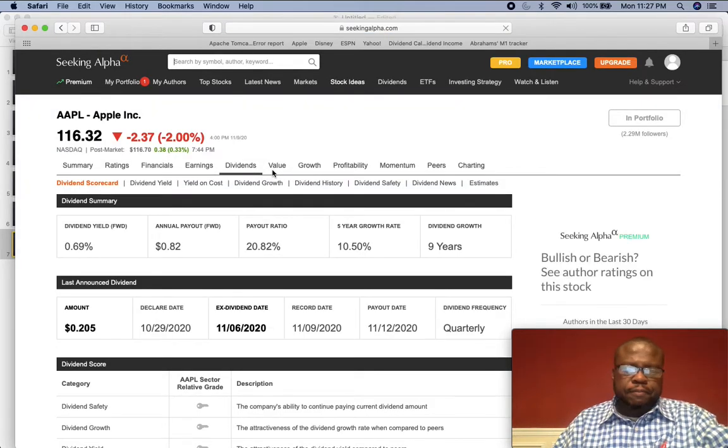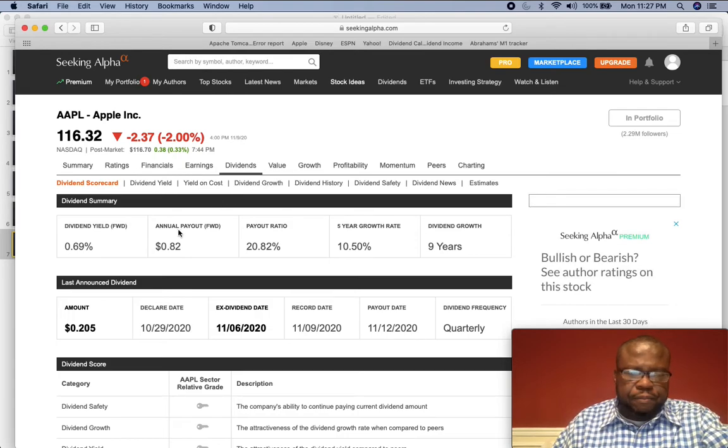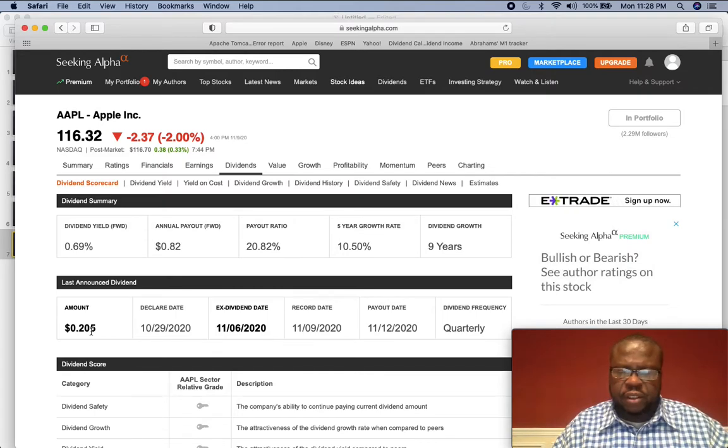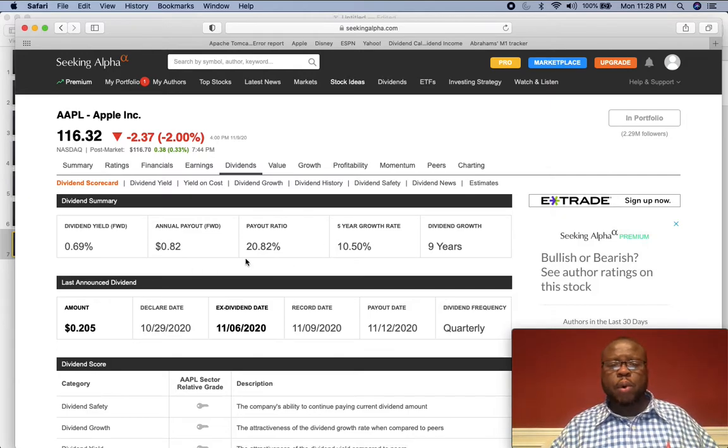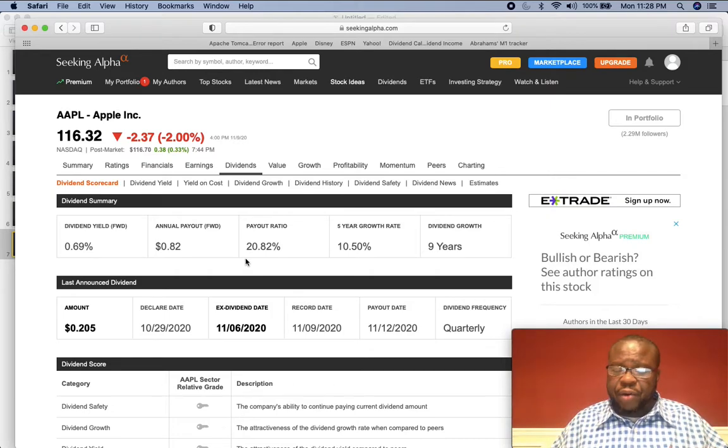So Apple has a quarterly dividend of 20 and a half cents, right? About 20 and a half cents, paid quarterly. The annual payout is 82 cents in dividends. Payout ratio is 20.82%. So Apple has a very low payout ratio.